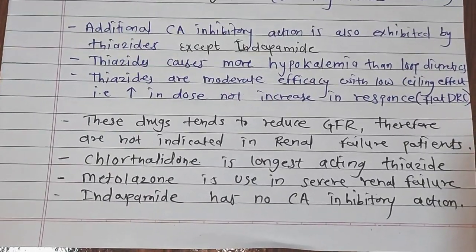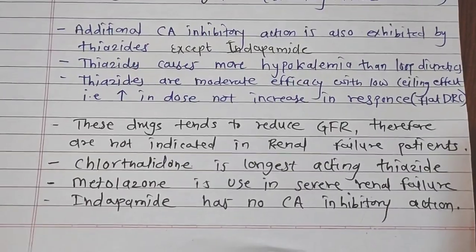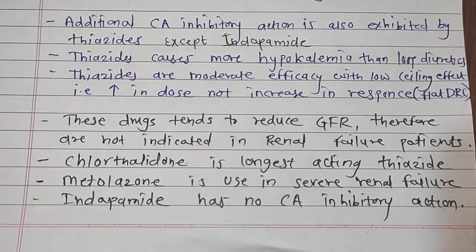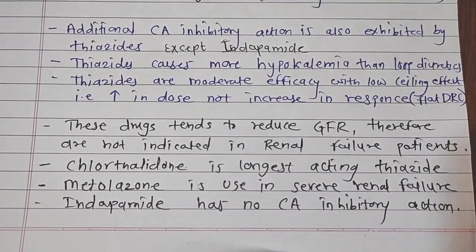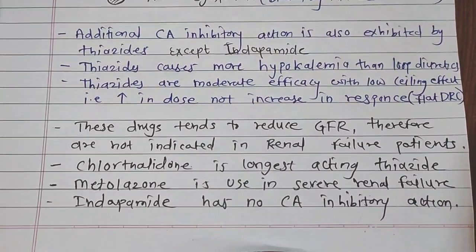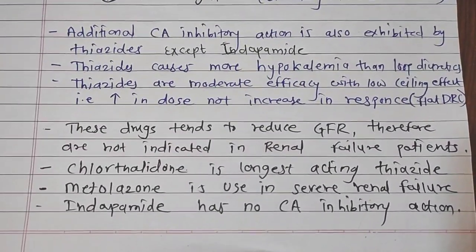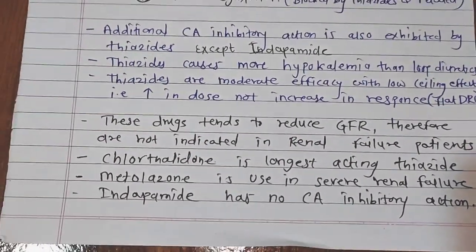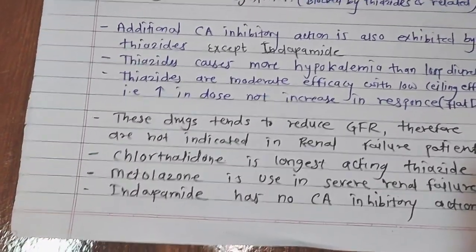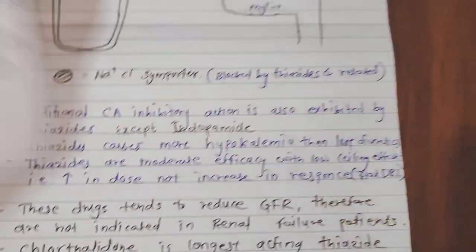Then these drugs tend to reduce the glomerular filtration rate and therefore are not indicated in a renal failure patient. Chlorthalidone is the longest acting drug among the thiazides, and metolazone is used in severe renal failure. Indapamide has no carbonic anhydrase inhibitory action. Now we'll move towards its uses and other important things about the thiazides.